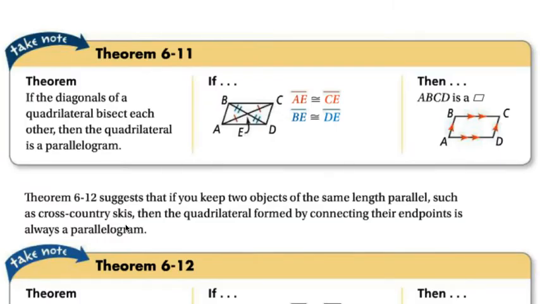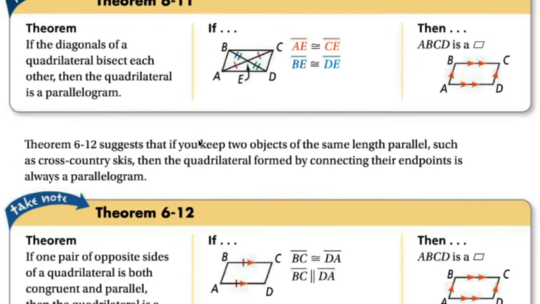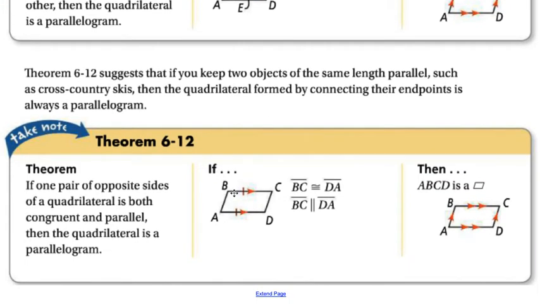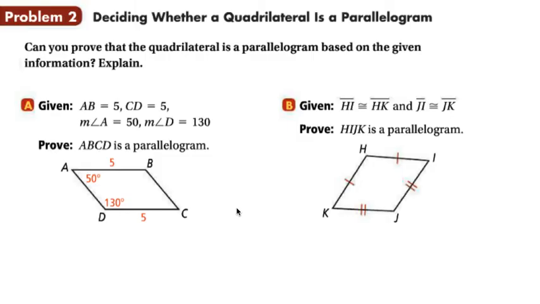A couple more theorems for you. The first theorem, 6.11, says if the diagonals of a quadrilateral bisect each other, then it's a parallelogram. So if you have two diagonals, and each of those diagonals gives you congruent segments, then it's a parallelogram. And Theorem 6.12 says if you just have one pair of opposite sides being both parallel and congruent, then it's a parallelogram.